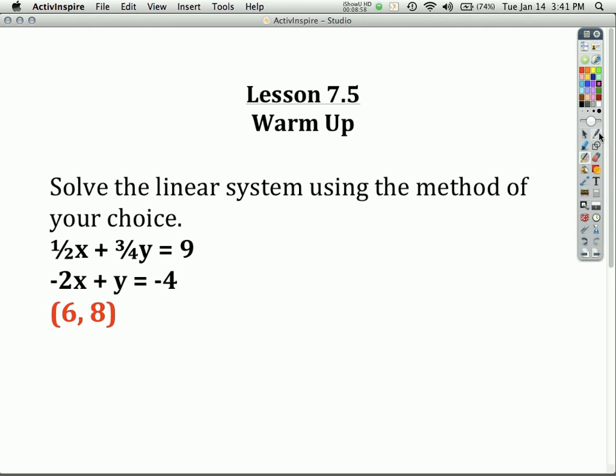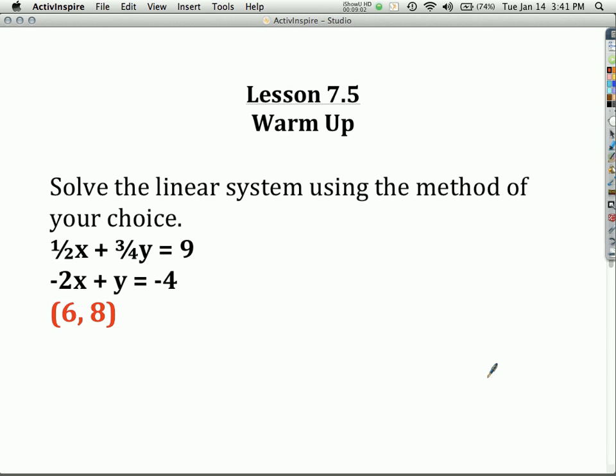Now, you could have done it any way you would like. No matter what, if you did it correctly, you should have gotten 6, 8. However, there was one method and one detail in that method that was by far the easiest. I'll give you a hint. The method was elimination, but you also had to do it right. So what detail did you have to use to do elimination to make this super easy?